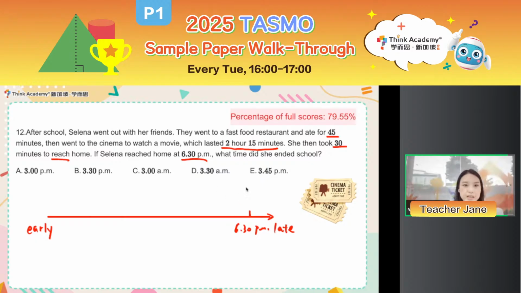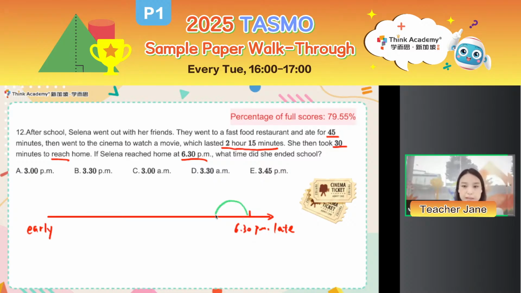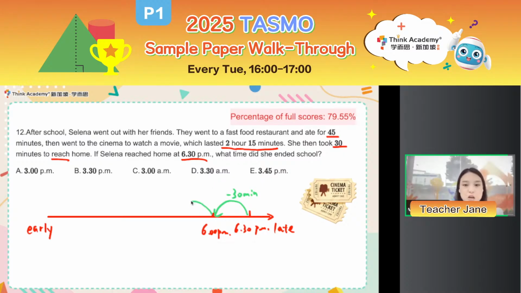And then let's go back. She took 30 minutes to reach home. So we can see before 30 minutes, what time is it? 30 minutes. Yeah, that should be 6 p.m., right? Okay, then let's go together. We can see they went to the cinema to watch a movie, right? Which lasted 2 hours and 15 minutes.